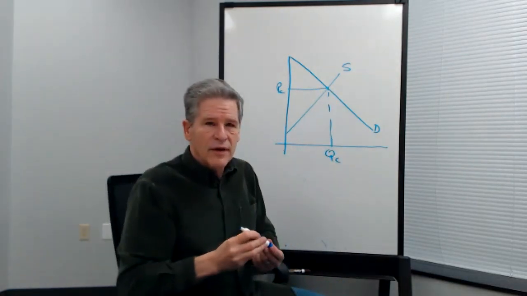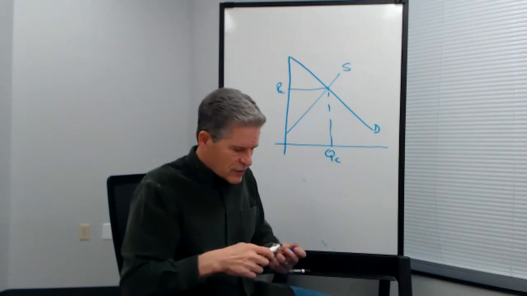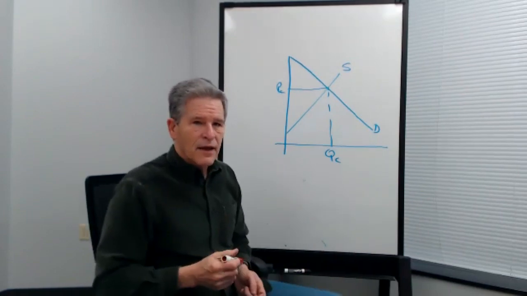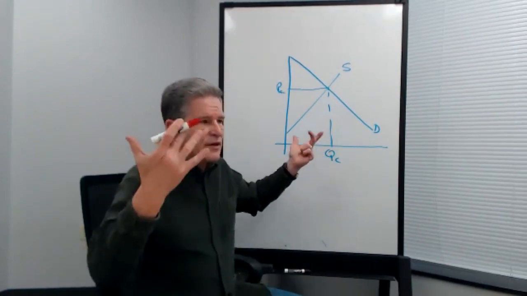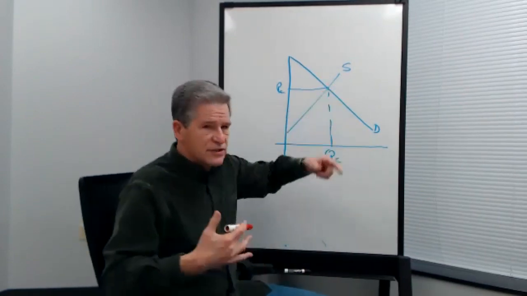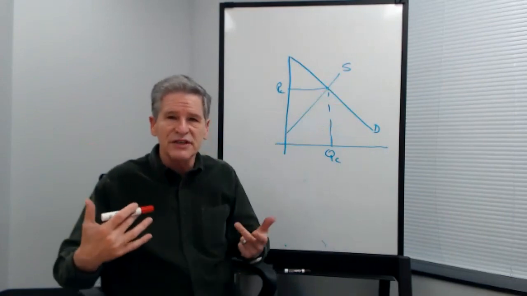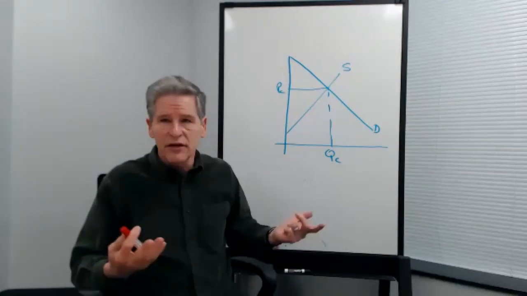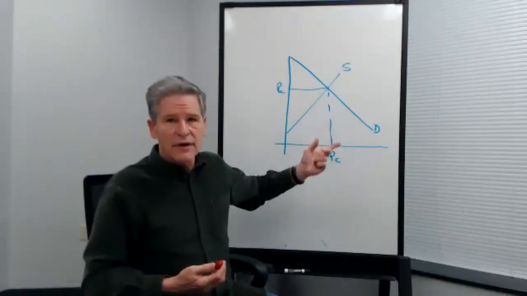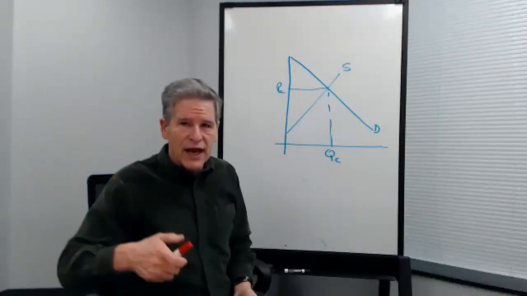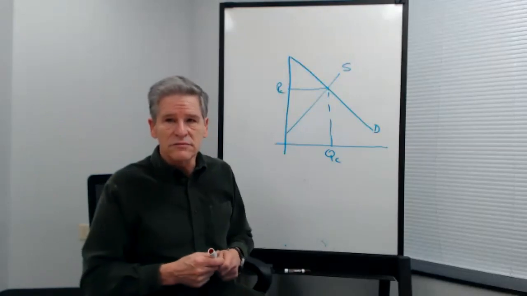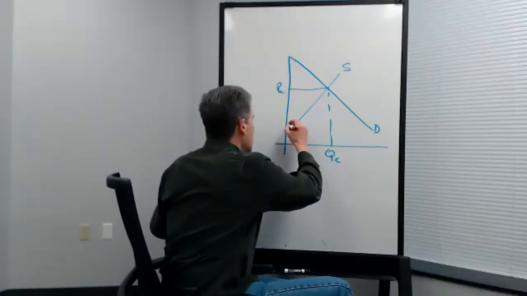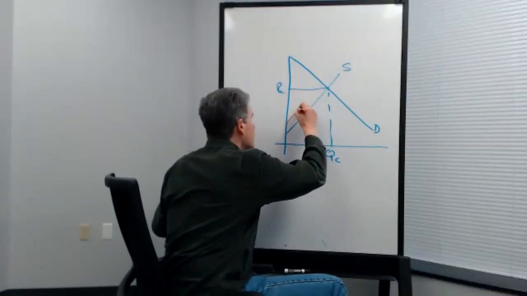Now, the government comes in and they levy a tax. The way I'm going to do it is to levy it on producers. Basically they say to the producers, if you're going to produce an item, for every item you sell, you're going to have to give us $1. So that's a tax of $1, and that's going to shift this supply curve up.